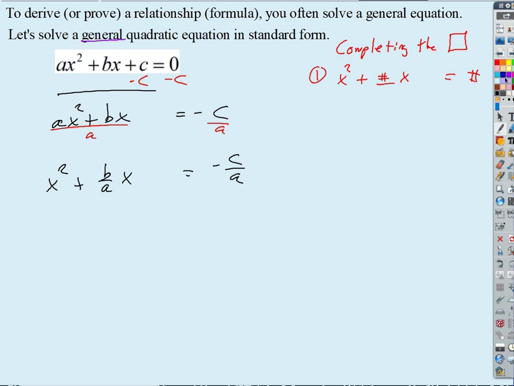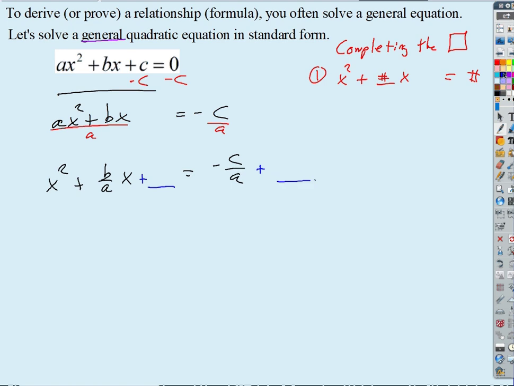What was the next thing we did? Right, didn't we always want to add something to both sides? Yeah, we added b over 2 squared. But remember, our b is different than this b. Our b meant just whatever's being multiplied by x, right? Whatever was being multiplied by x, we cut that in half and we squared it. That make sense? Okay?